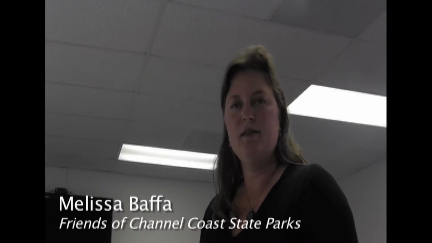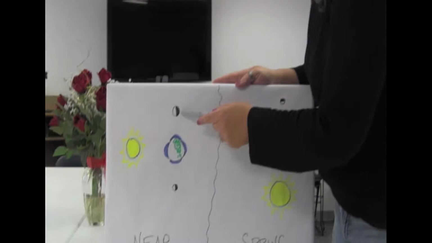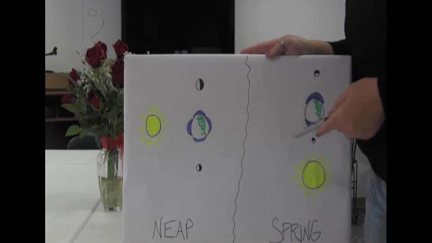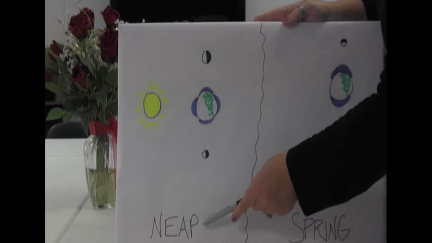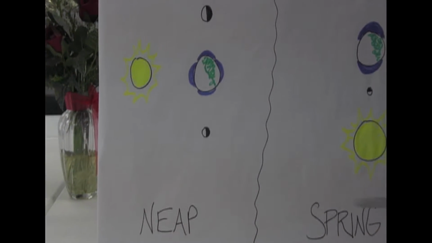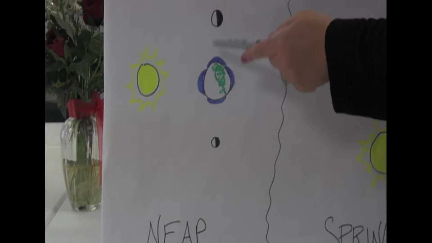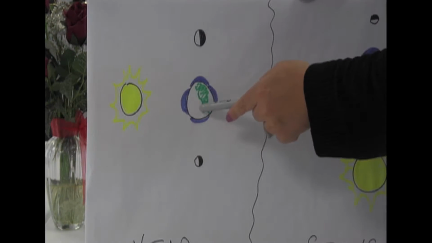Tides are created by the relationship of the Earth, the Sun, and the Moon together. The Sun and the Moon both exert a gravitational pull on the Earth. In the case of what we call a neap tide, we have the Sun, the Earth, and the Moon in 90-degree angles to each other.